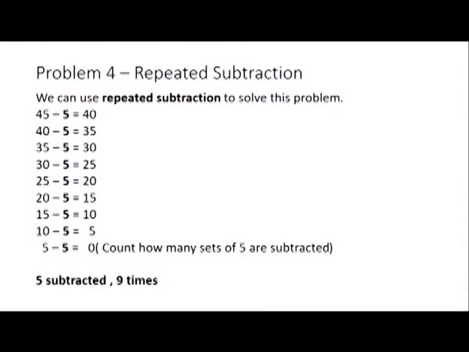So we start with the 45, and we subtract the 5 until we end up with no objects left in this set or group. When we count how many sets of 5 we had, 9 sets of 5. So repeated subtraction can be used in place of division. And there we are seeing again that division is linked or related to multiplication.